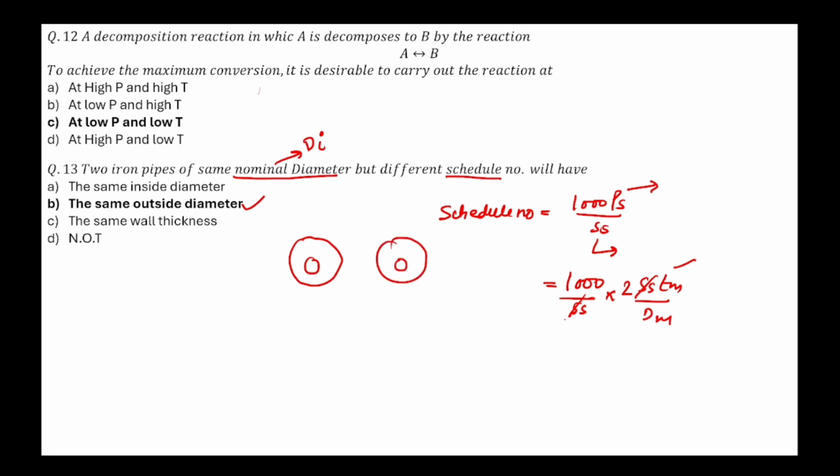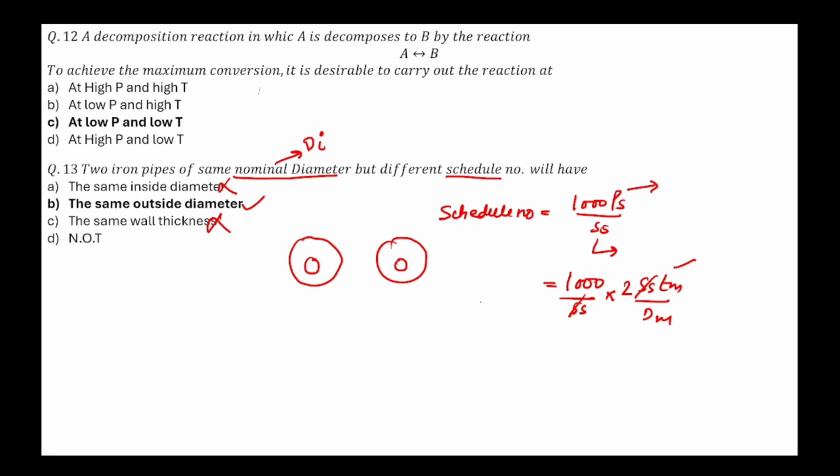but different schedule number. Schedule number is different. That means their thickness will be different. So same wall thickness or same inside diameter will not be the answer, because same nominal diameter is not exactly the same inside diameter, but it is on average. So the possible answer is same outside diameter.